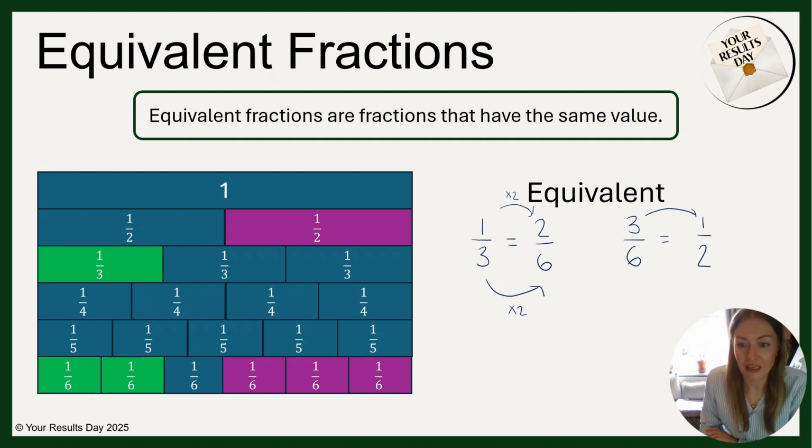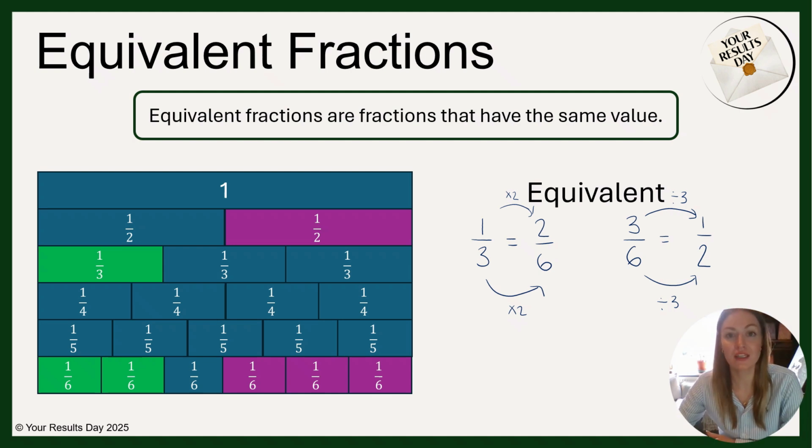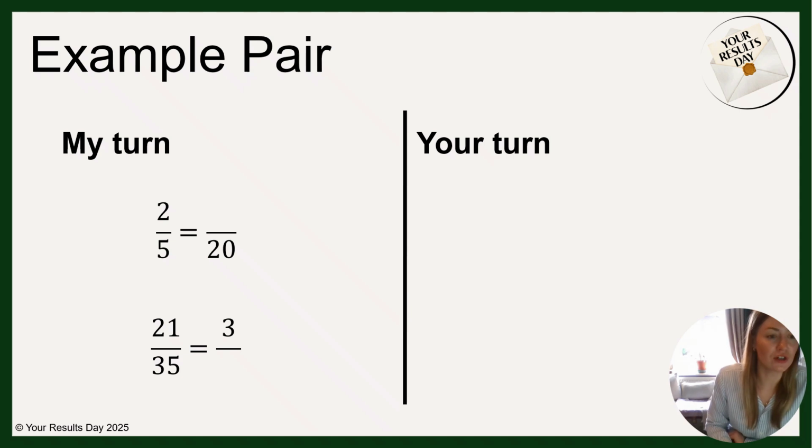And numerically, hopefully you can see that to do that, what we've done is divided the top and the bottom of the fraction by 3. So if we multiply by the same thing, or divide by the same thing on the top and bottom, we get an equivalent fraction. And if we're finding an equivalent fraction where we're making the numbers smaller, that's simplifying. So let's have a look at some questions.